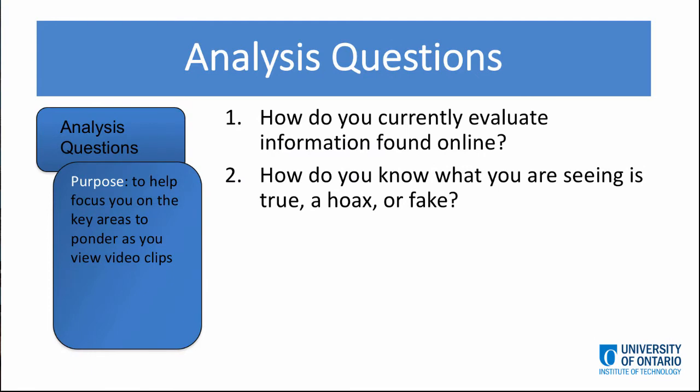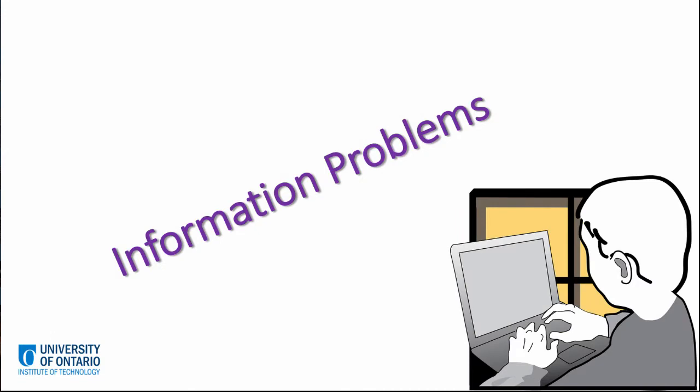There are two analysis questions for this video. In essence, these questions ask you to examine how you differentiate truth from fiction. The information problem arises when a discrepancy occurs, when we find answers that confirm our biases, or we do not research further. We disregard information we do not agree with, or we fail to recognize our biases towards certain topics.